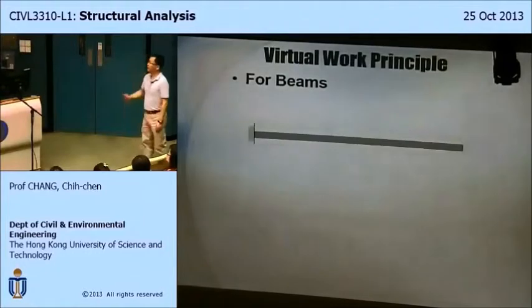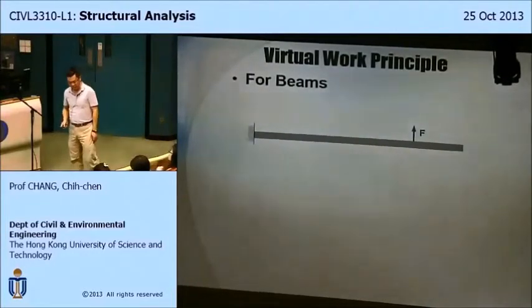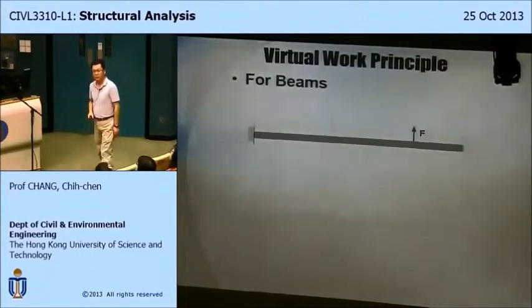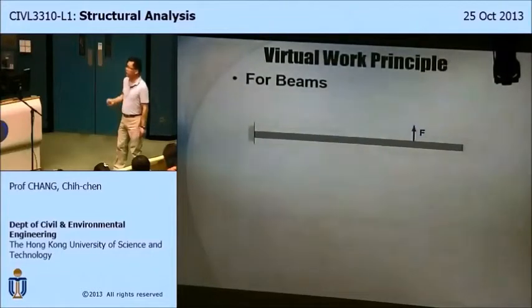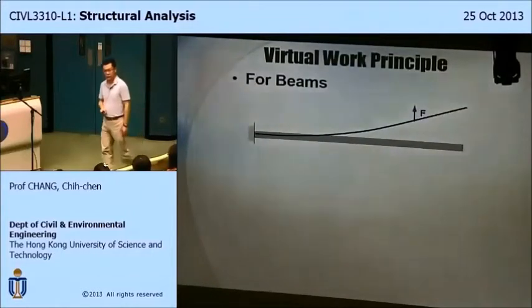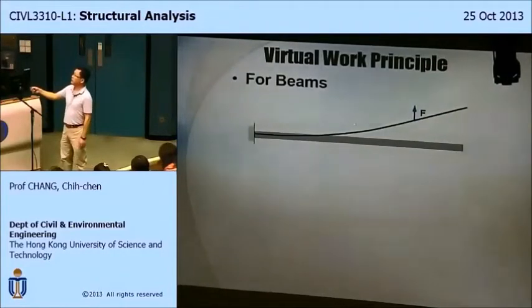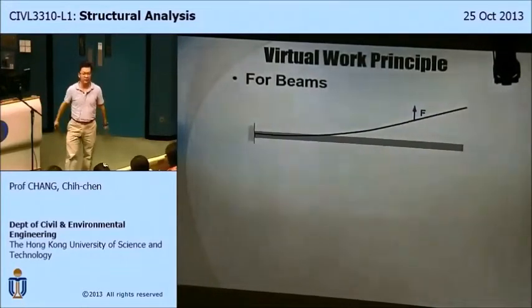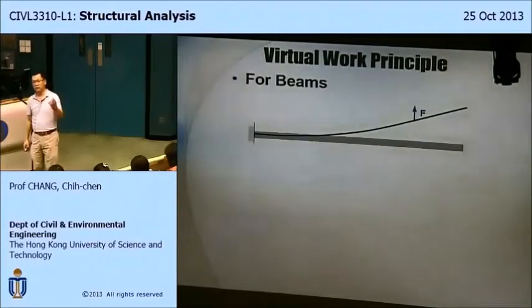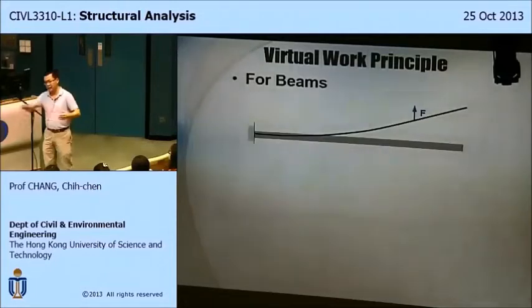All right, so here, let's take a cantilever beam as an example. I have a loading here. This is a real loading. Under loading, of course, the structure will deform. So your mission here is to calculate the displacement or rotation angle at arbitrary locations inside the beam. That's your goal: to be able to calculate displacement and rotation angles at any location inside the beam.